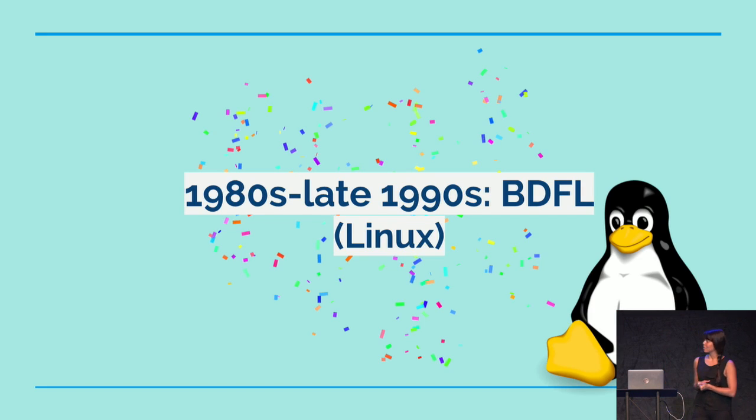So starting in the beginning of open source software, in the 80s and late 1990s, you had the BDFL, which was this prevalent model for managing open source contributions. BDFL is benevolent dictator for life, and it's most closely associated with Linux, even though it actually came from Python. Under the BDFL model, anyone is able to make contributions, anyone's able to have their say. But in the end, you have this one person, the benevolent dictator, who has final say on everything.